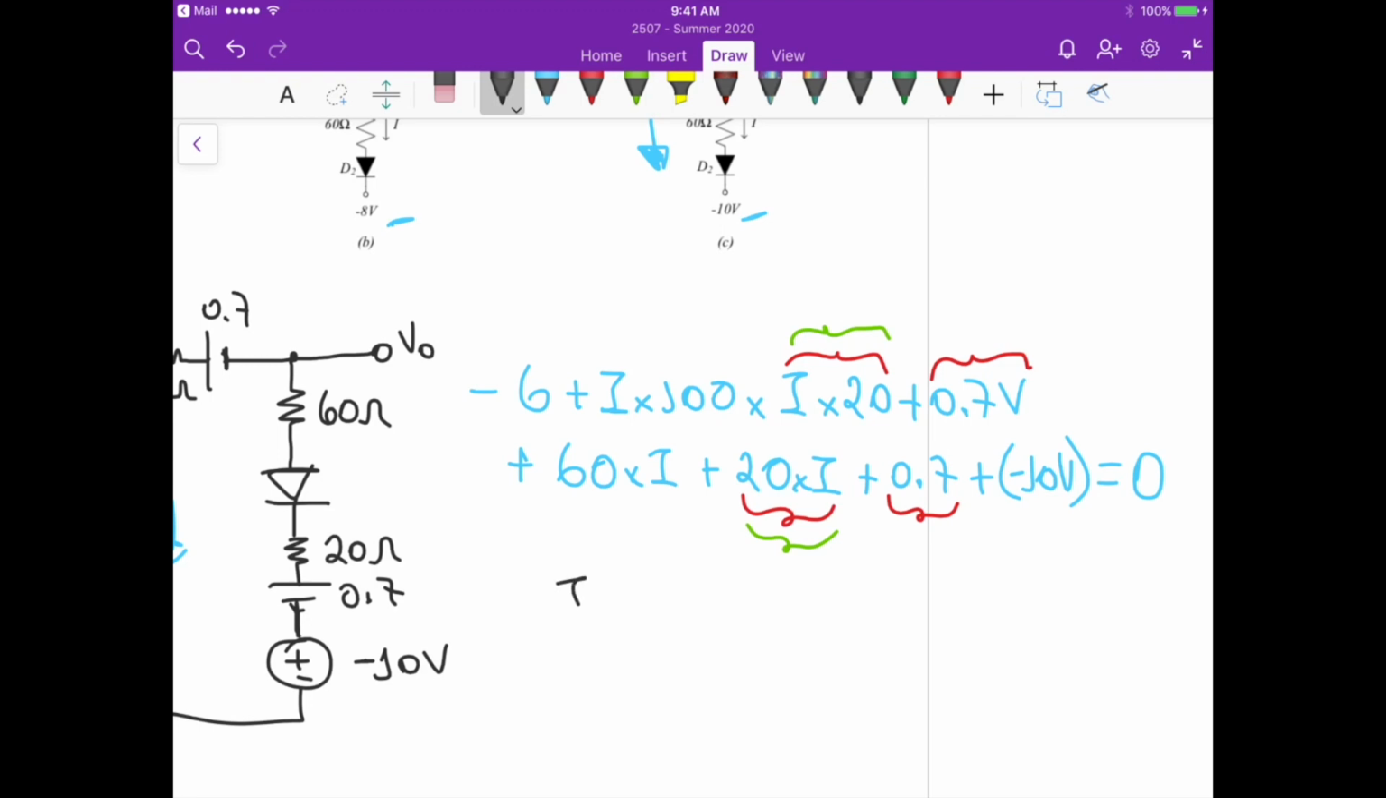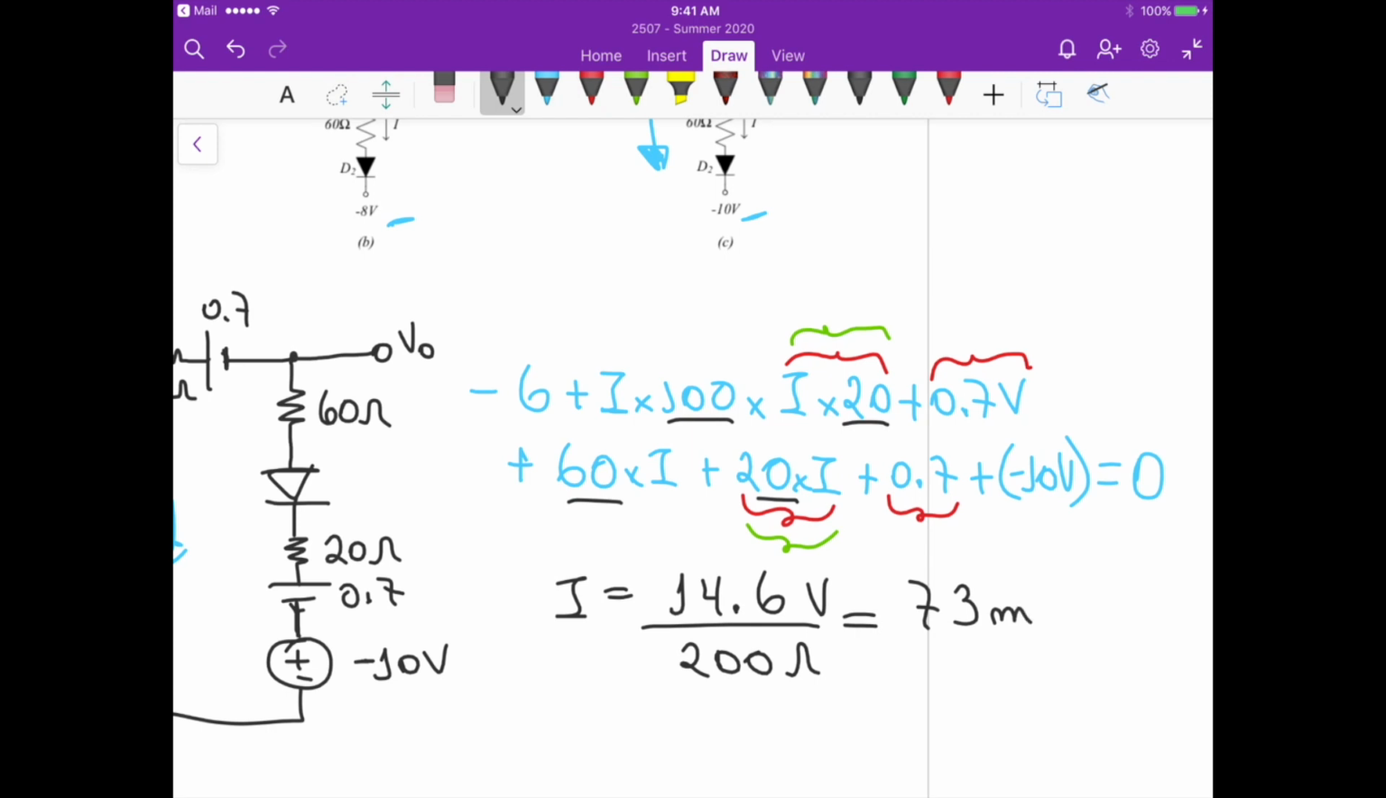So if we isolate I in this equation, then we have minus 6 plus 0.7 plus 0.7, and also minus 10, so it's minus 16 plus 1.4. This gives us 14.6, right? Divided by the sum of the resistors, so we have 100, 20, 60, and another 20, so it's 200 ohms. This gives us a positive current of 73 milliamperes.